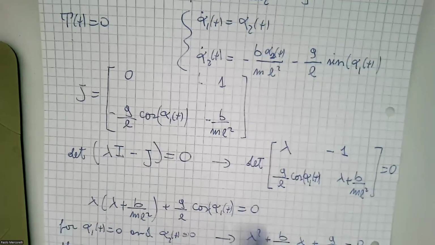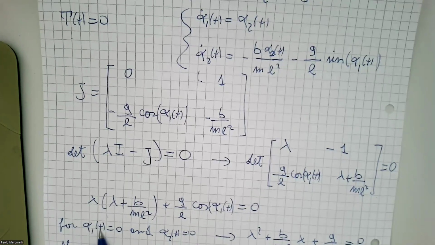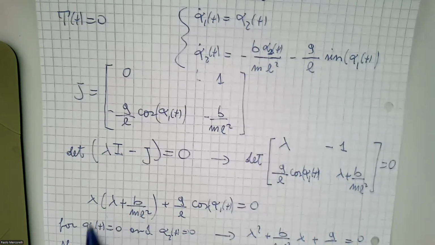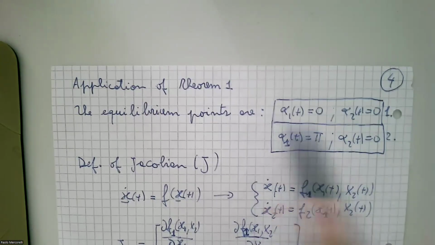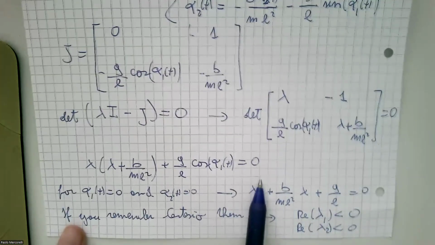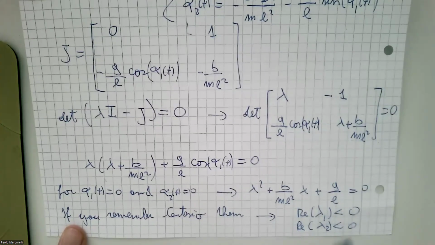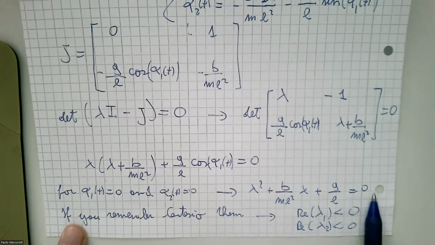It is this expression. Now, calculated at the first equilibrium point. First means this condition. We have this expression here. If you remember the theorem, these eigenvalues have a negative real part. I don't know if you remember. If you don't remember, you can calculate.